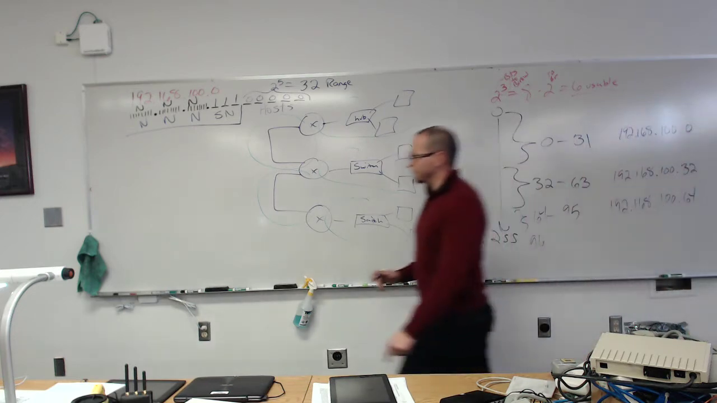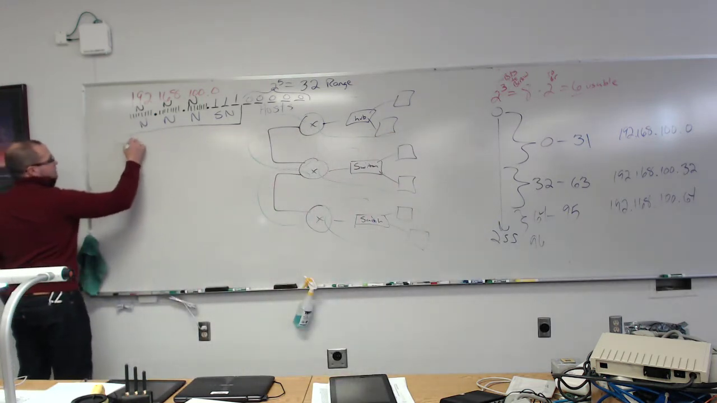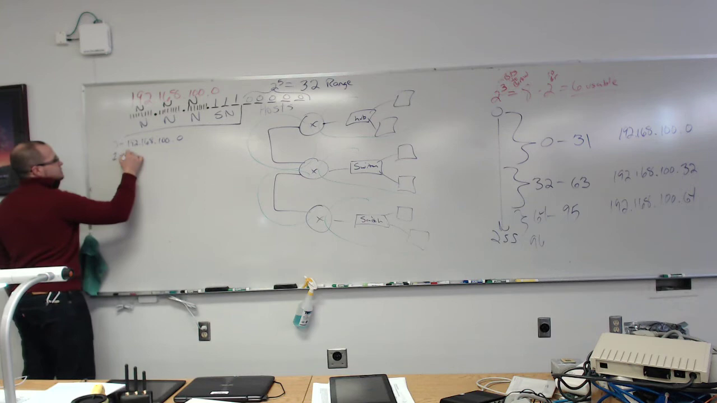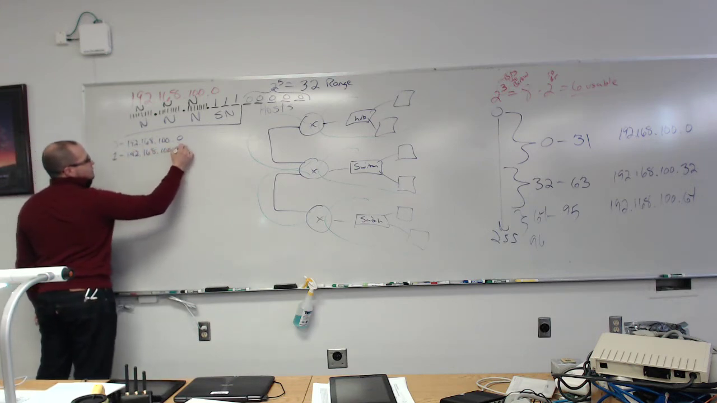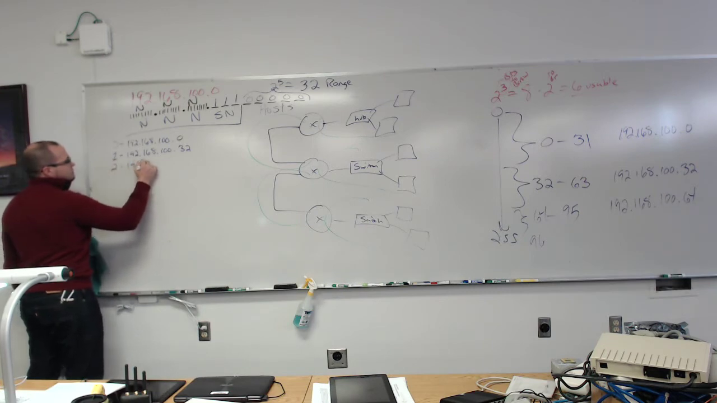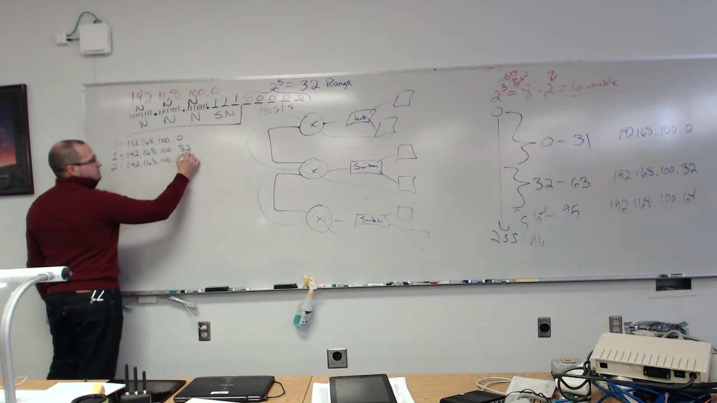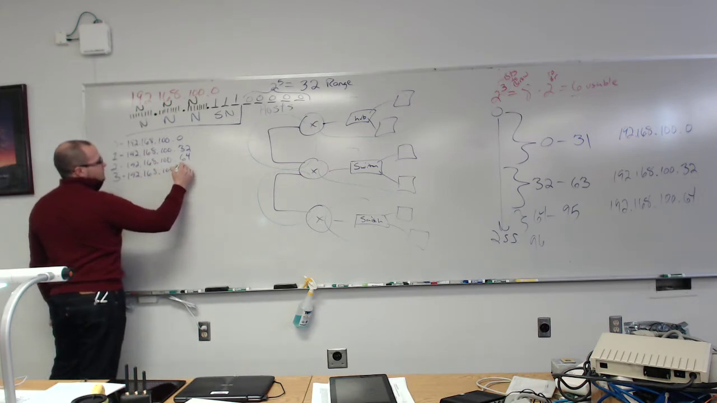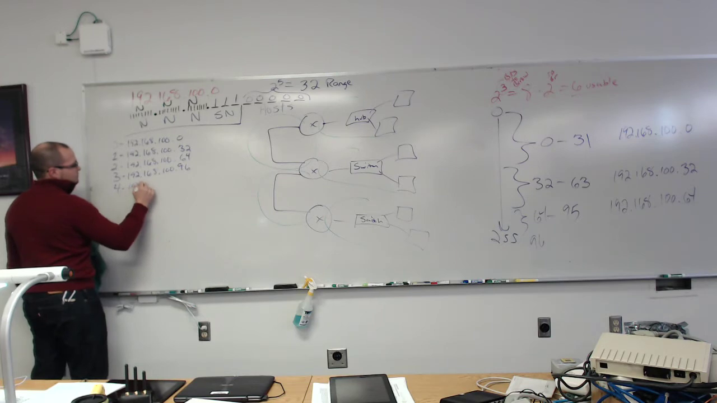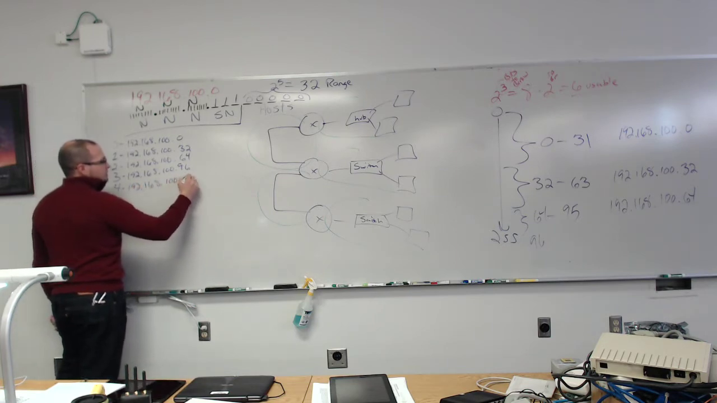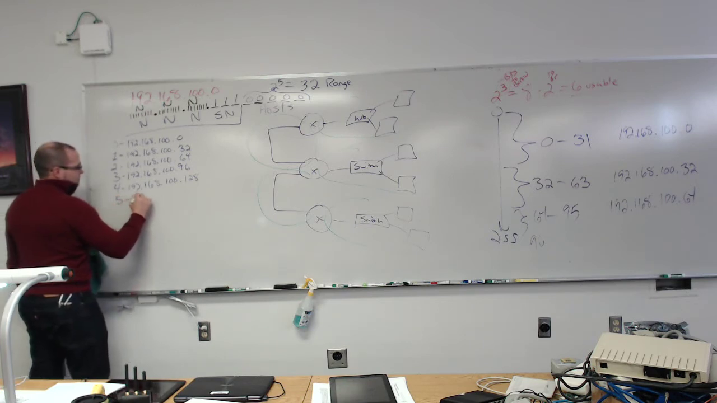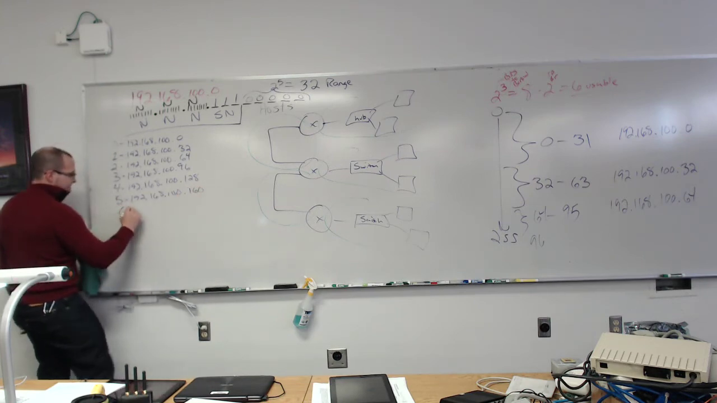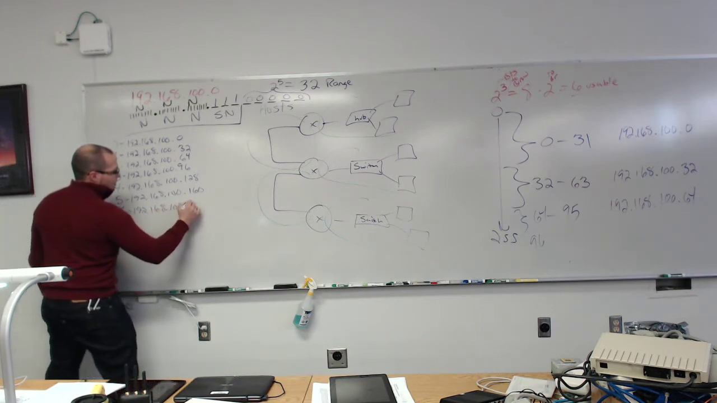So let me write them all out. So subnet 0 is going to be 192.168.100.0. Subnet 1 is going to be 192.168.100.32. Subnet 2 is going to be 192.168.100.64. Subnet 3, 192.168.100.96. Subnet 4 is going to be 192.168.100.128. Subnet 5, 192.168.100.160.